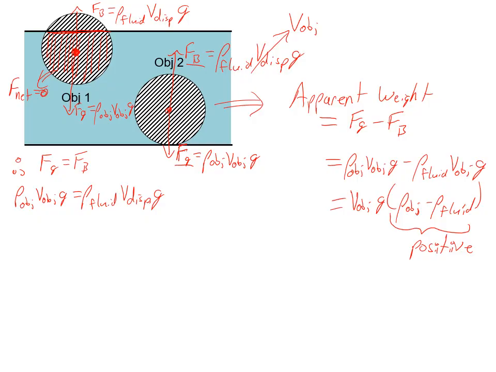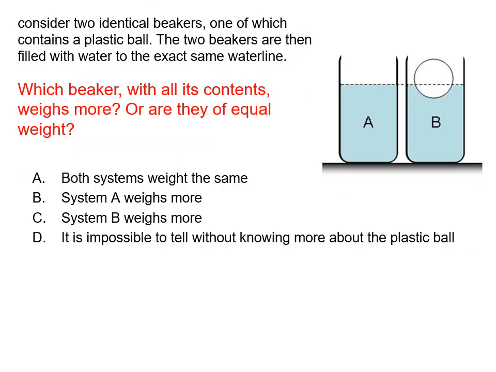Now, one of the beakers contains a plastic ball, and the two beakers are then filled with water to the exact same water line. Which beaker with all its contents weighs more, or are they of equal weight? At this point, I'll pause and let you try to work it out. Pause the video or presentation if you would like, and now I'll present the solution.